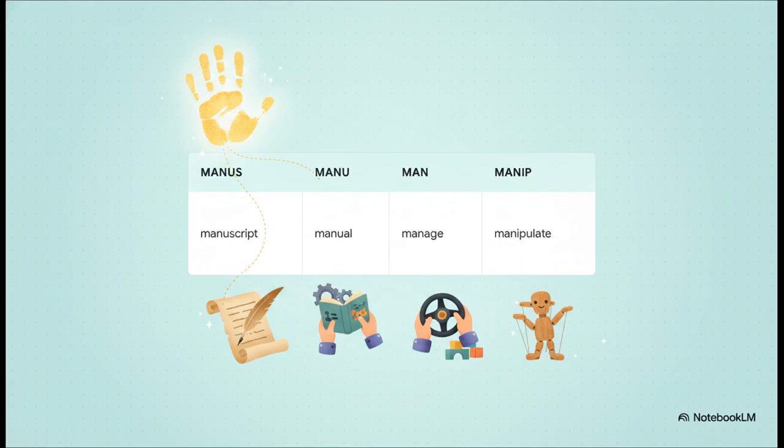First, we have the original manus, seen in historical contexts like manuscript. Second is manu, which is the most common English form, like in manufacture. Third is the shortened form man, which you'll spot in words like manage. And finally, manip, derived from the Latin for a handful, which gives us words like manipulate. Even when the exact spelling shifts slightly, the core DNA of the word is completely intact.